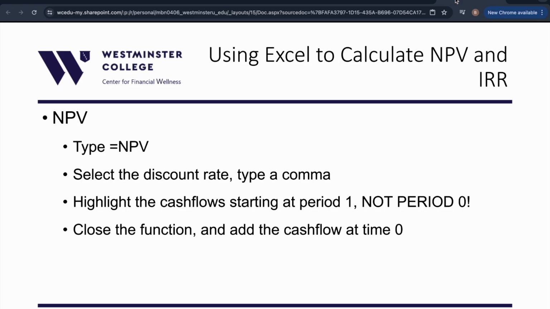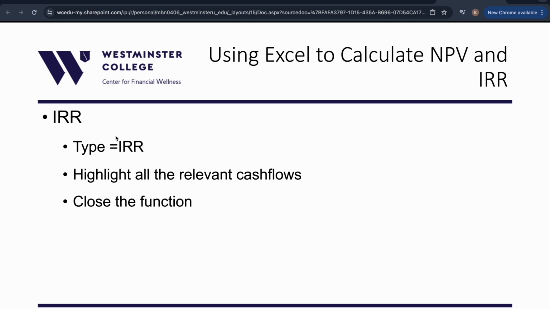Didn't really use these slides too much, but just to go over them, they just give you the basic steps of entering NPV and IRR, and that should be all.